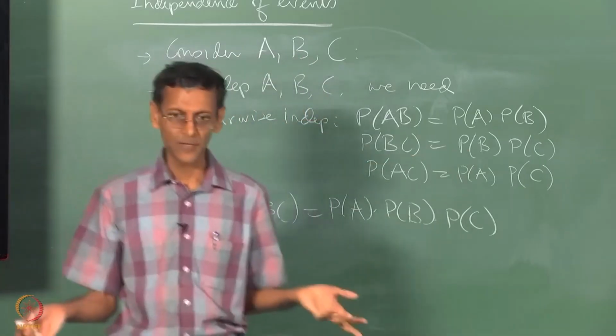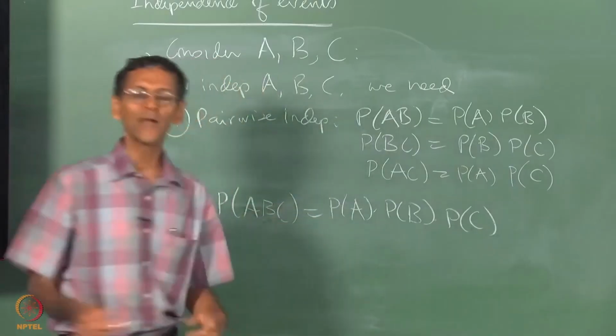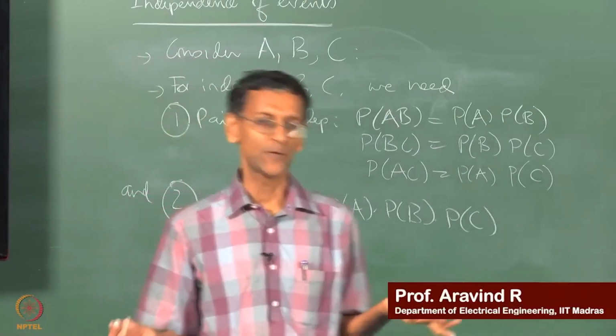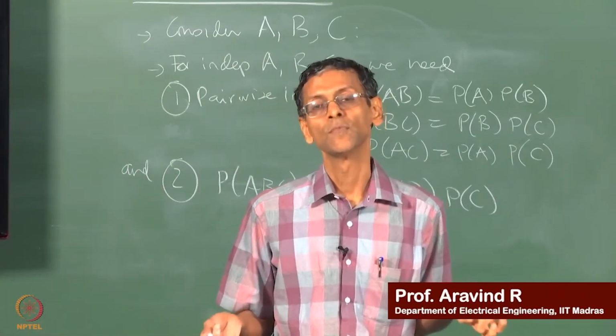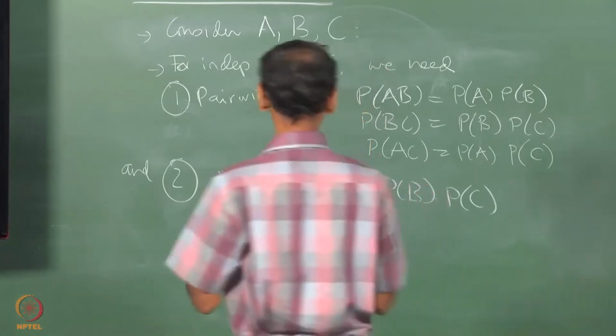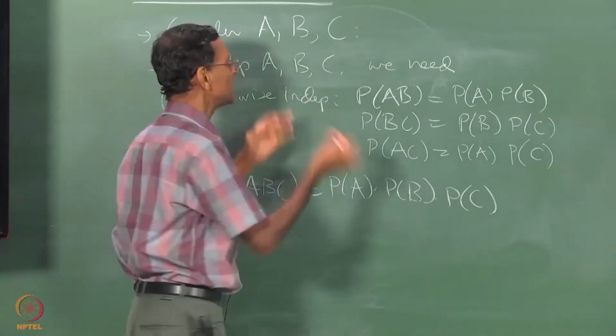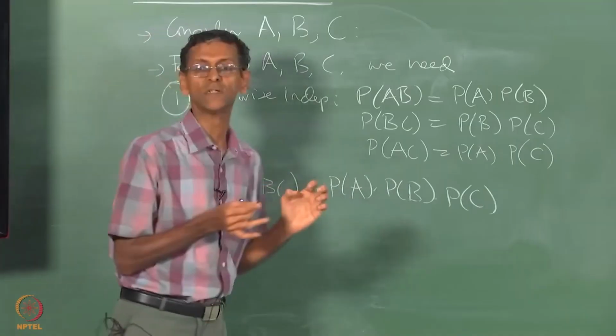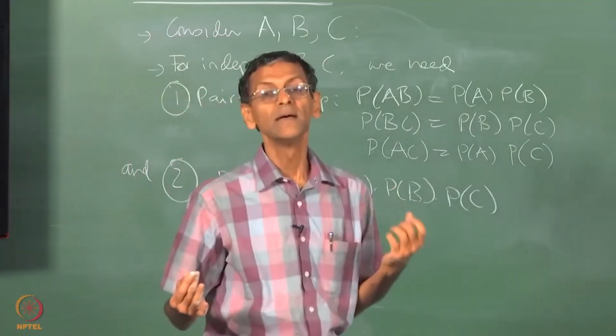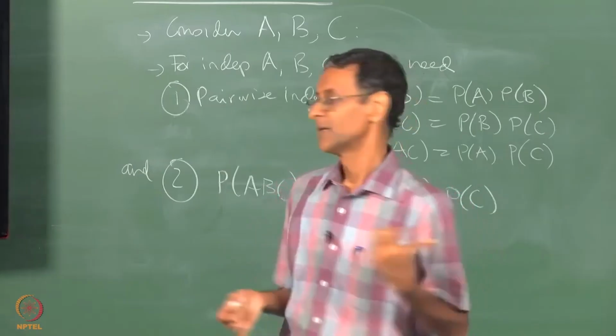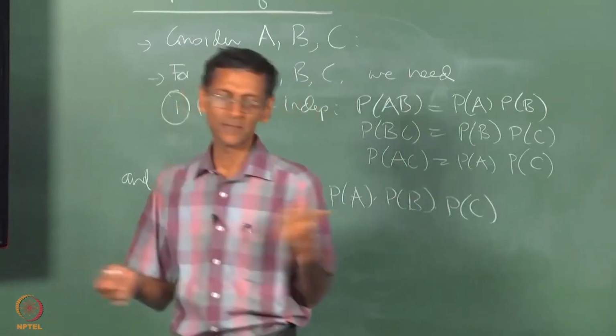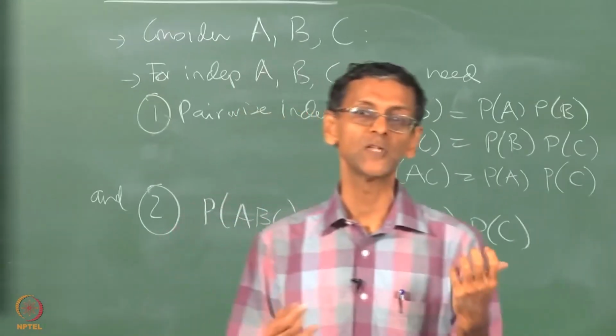So clearly A is independent of BC if you put all 4. Likewise you can show that A will be independent of B union C also. So to get any such combination to come out to be independent, you need all 4 conditions. So it's very easy to come up with examples where you have pairwise independence but you don't have full independence.